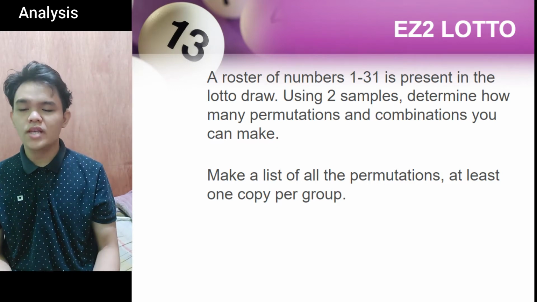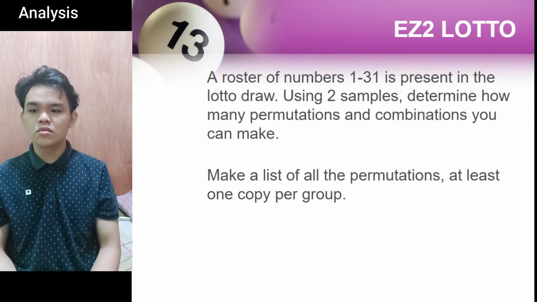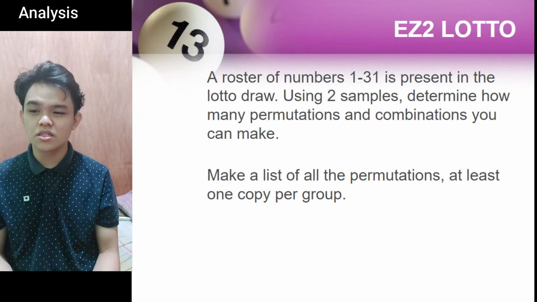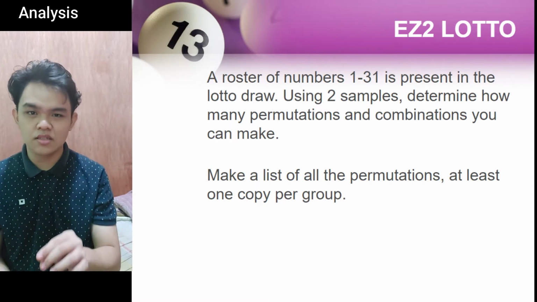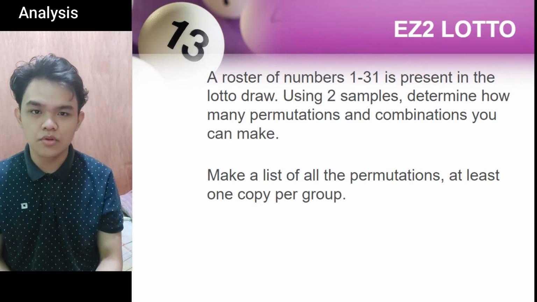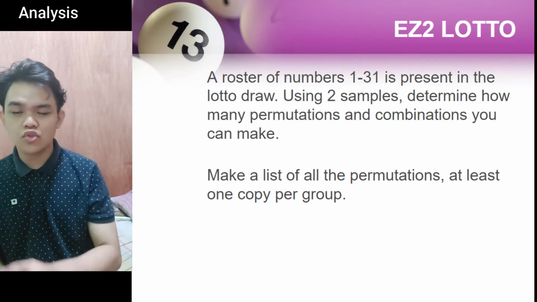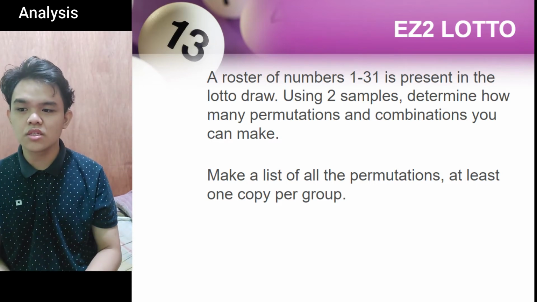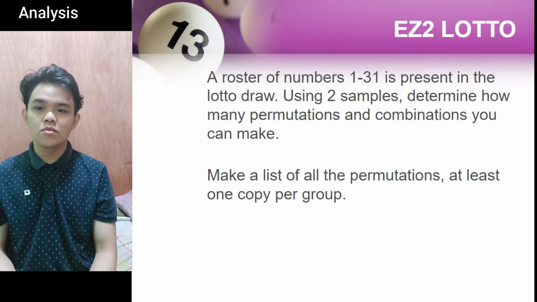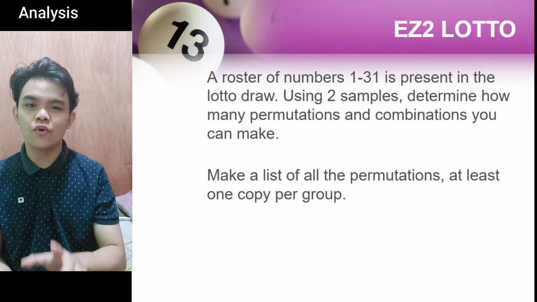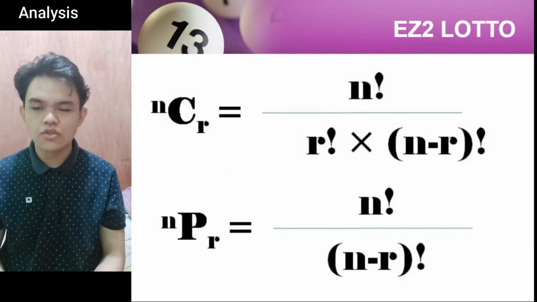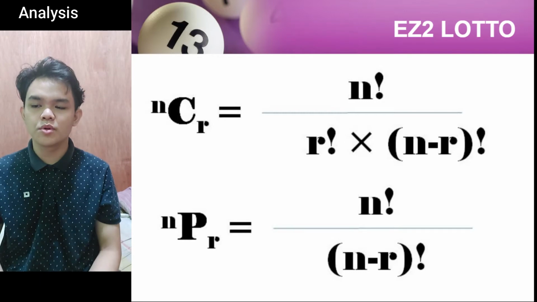Now, I want you to execute teamwork here because there are a lot of permutations possible from this, and I want you to make a list of all the permutations, at least one copy per group. Now, do not throw away the permutations after you have done listing all of it because I will make you use it for an assignment later. Now I will give you 5 minutes to solve the problem and list all the permutations.